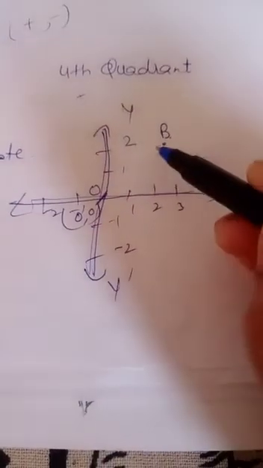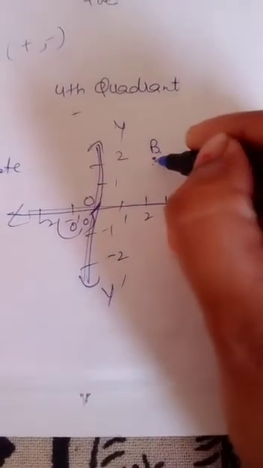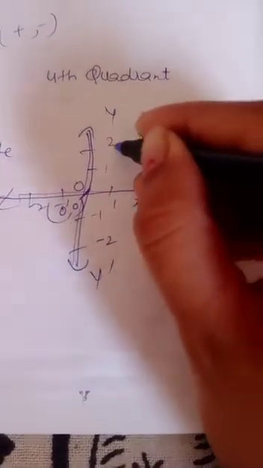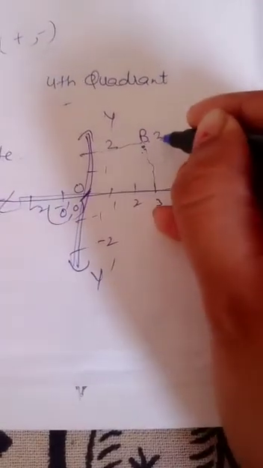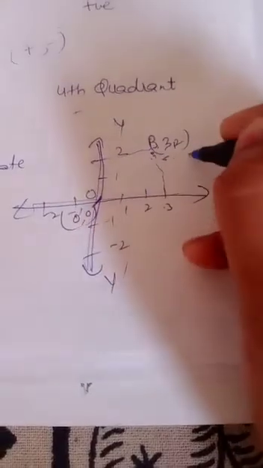Here we have given a point B and we have to tell its position. Then we can draw the dotted lines up to x-axis and y-axis. So this is the point (3, 2). Position of this point is 3 on x-axis and 2 on y-axis.